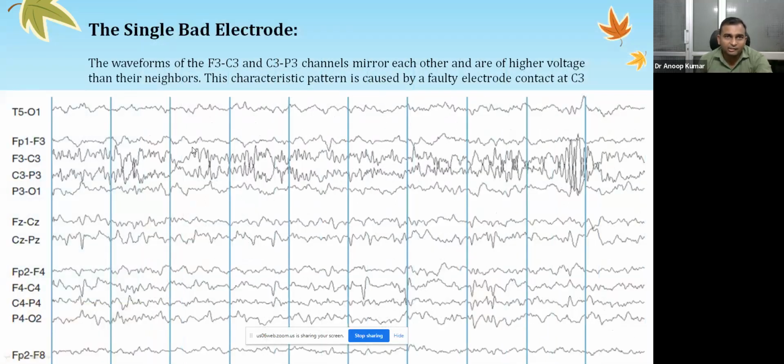So what is a single bad electrode? A single bad electrode means there is continuous electrical artifact coming from the single electrode. Here you can see FP3-F3, F3-C3 and C3-P3, and we are getting continuous bad discharges from C3. So this is a single bad electrode.